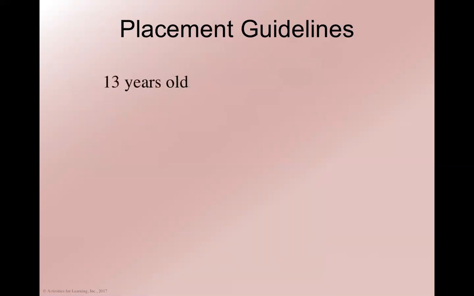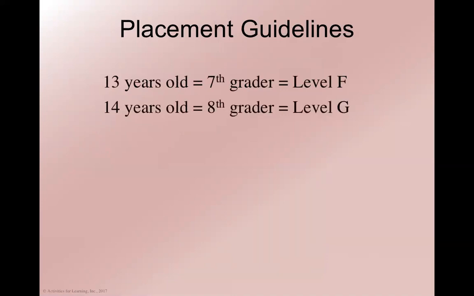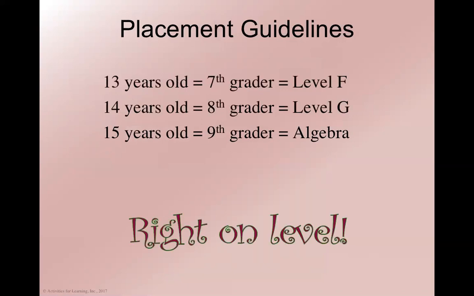Okay, so let's map it out. Suppose we have a 13-year-old who's in 7th grade, and we look at the objectives and we're like, you know what, level F really is the next step for them. So we'll do level F for 7th grade, level G for 8th grade, and they're on to algebra by 9th grade. They're right on level.